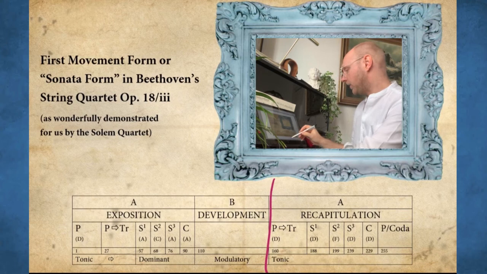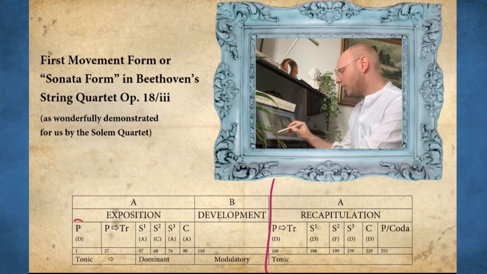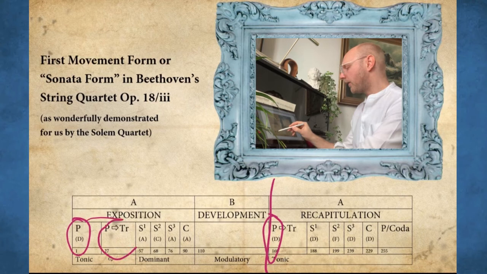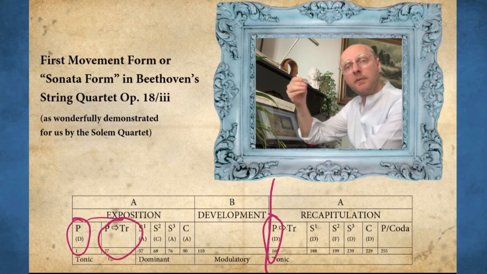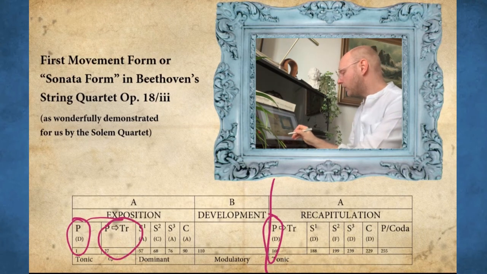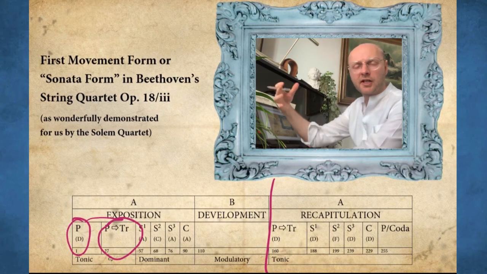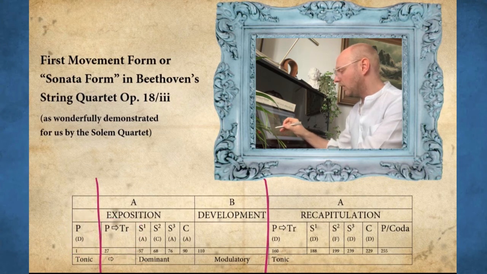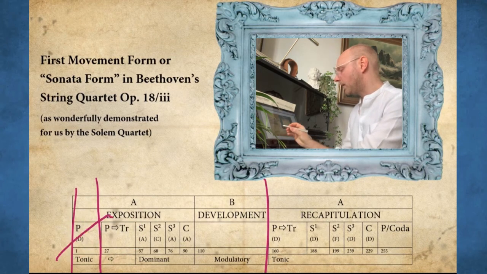In this recapitulation, we get a big return to the primary theme, as we did before, back in the tonic key of D. But unlike before, where we started this transition theme with another restatement of the primary theme that became the transition, we just cut straight to this transitional section, as if we're actually starting the recapitulation at the equivalent moment, here rather than here. That's one way of thinking about it.